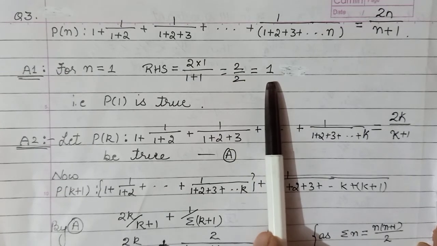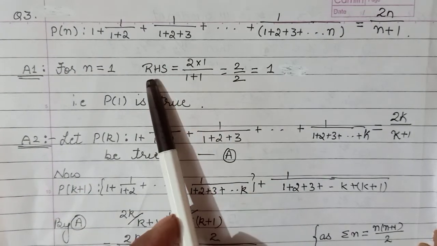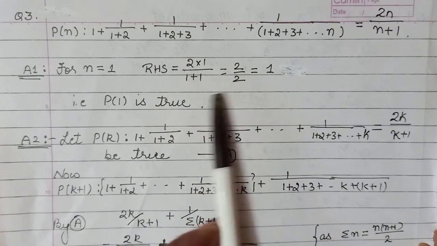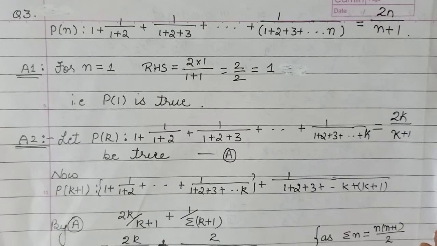So that is coming out to be 1. And here we saw in the sequence, on the left hand side only 1 was there. So the right hand side has matched with the left hand side. That means P1 is true. So for n = 1 the proof comes easily. That's not a big deal.